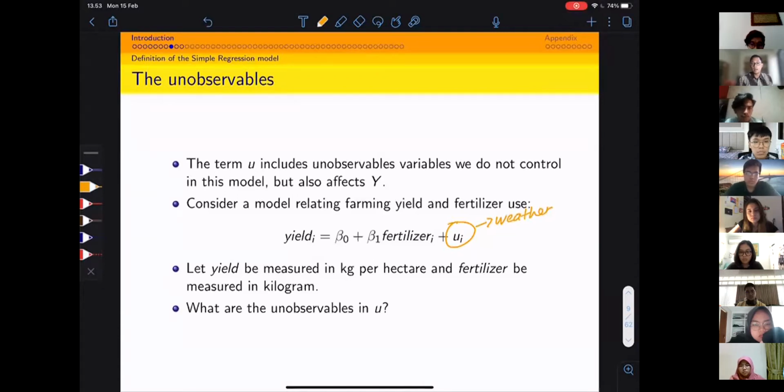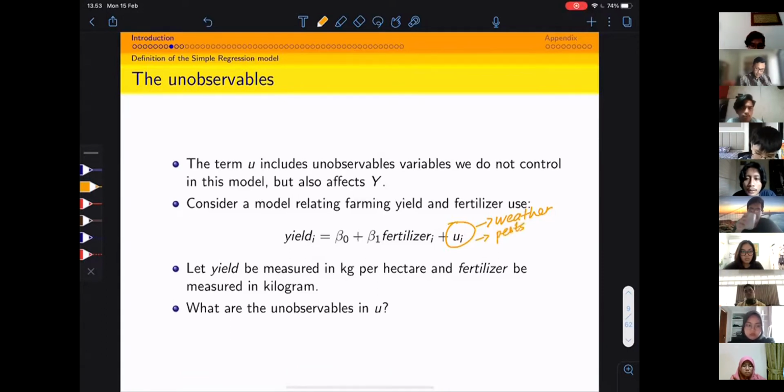Can you guys think of other unobservable variables? Okay, Arzak, go ahead. Are pests and diseases included? Okay, so it could be that there are pests and diseases specific to the crops that these farmers planted. Very good. Other unobservables that you guys think are important in determining the yield?